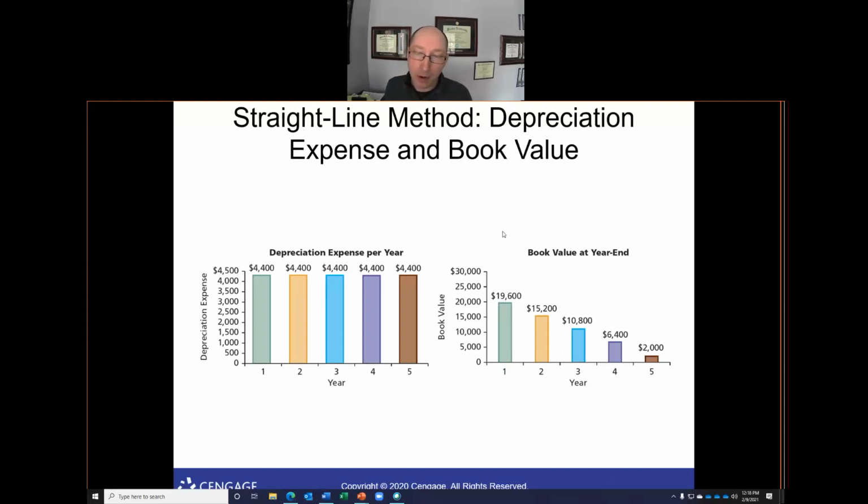Now remember, initial cost of the asset minus the depreciation. Then we take that amount, book value, minus depreciation to get 15,200. Then minus depreciation to get to 10,800. So forth and so on. So you're doing it the same way to get the same answer, you just recording it differently?